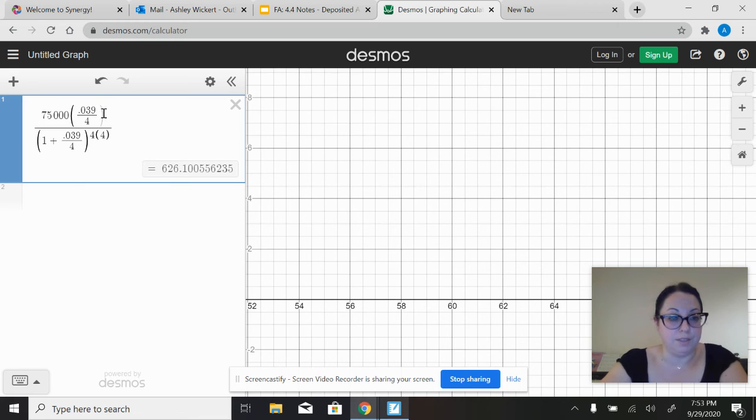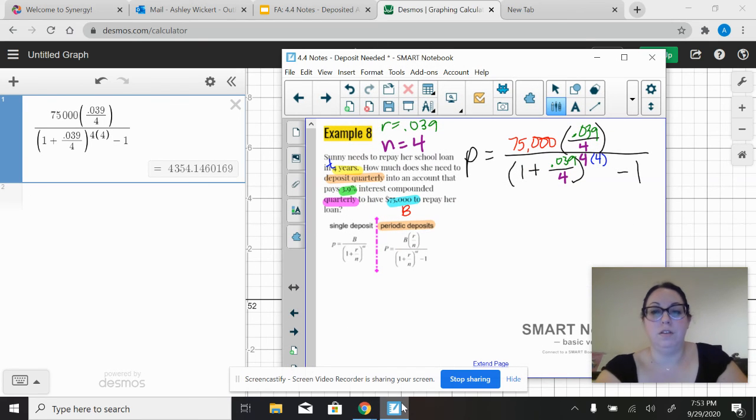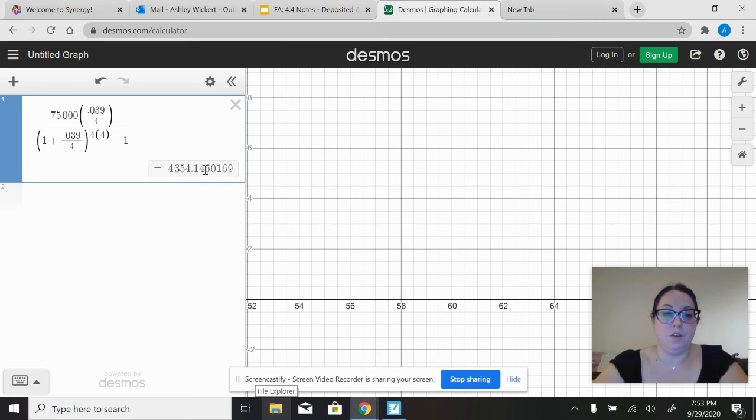I'm seeing a couple things. Desmos is reminding me I didn't put a parenthesis on the end of the numerator there, so we're going to fix that. And I cannot forget that I have to have that minus 1. Got to have that minus 1 in the denominator to have the correct answer here. So I'm going to go ahead and check it out. What I am going to deposit quarterly for 4 years to have this $75,000 is $4,354.146. That 6 is going to make it round up to $4,354.15.